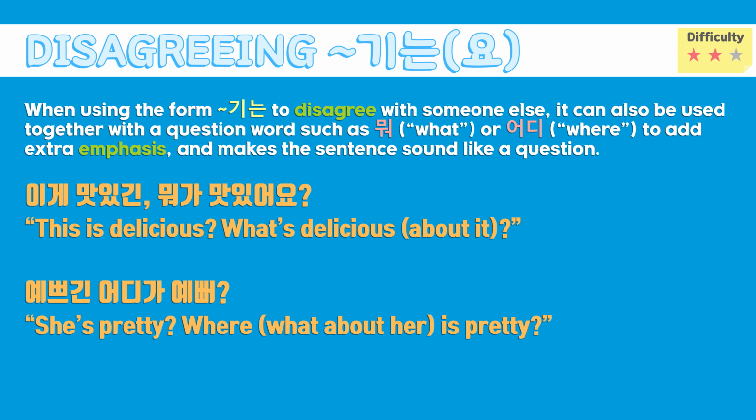When using the form 기는 to disagree with someone else, it can also be used together with a question word such as 뭐, meaning what, or 어디, meaning where, to add extra emphasis, and makes the sentence sound like a question. 이게 맛있긴 뭐가 맛있어요? This is delicious? What's delicious about it? 예쁘긴 어디가 예뻐? She's pretty? Where, meaning what about her, is pretty?